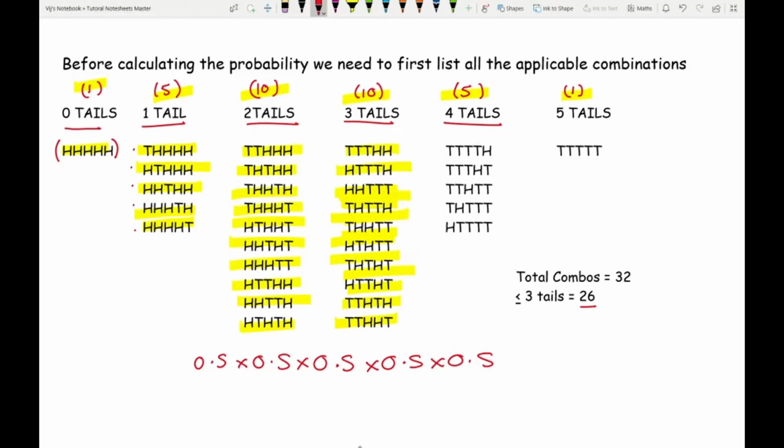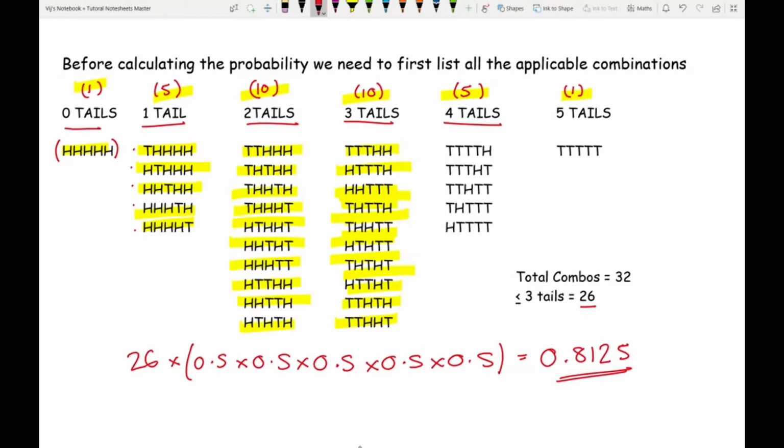So rather than adding up each individual row, what I can do is be a little bit smart about this. If each row is the same calculation or same probability, then all I need to do is times that by 26, and if I type that into my calculator, which I'm going to do now, 26 times 0.5 times 0.5 times 0.5 times 0.5, etc., I get the answer of 0.8125, and there is my final answer.